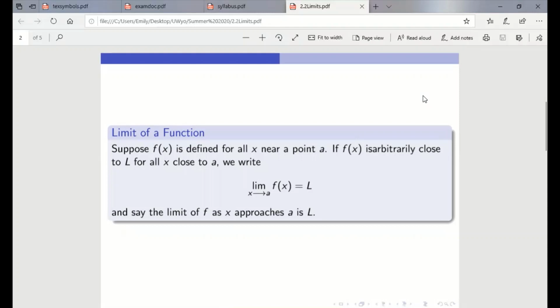If f of x is arbitrarily close, excuse the spacing error, to some value L for all values of x close to our point a, we write that the limit as x approaches a of f of x equals L. And we say that the limit of f of x as x approaches a is L. And you're maybe thinking, Emily, this doesn't make any sense. Or Emily, what does any of this mean? And the answer is that the best way to show you any of this is through examples. So that's exactly what we're going to do.